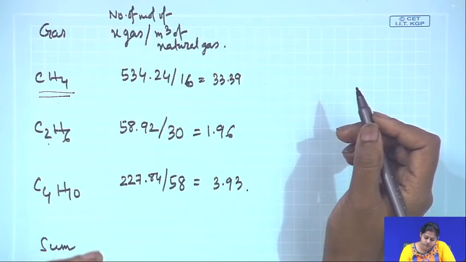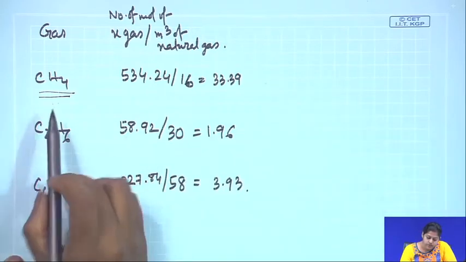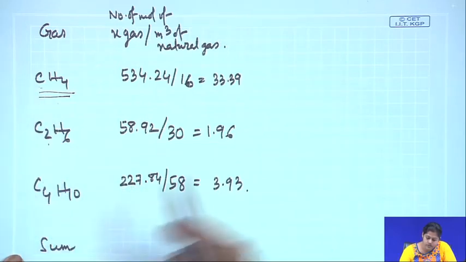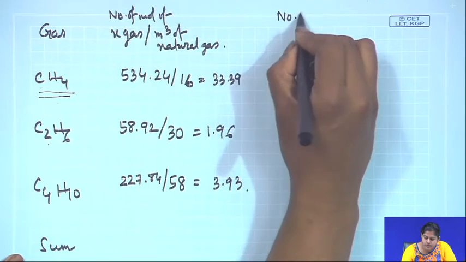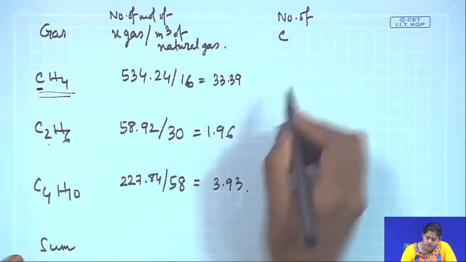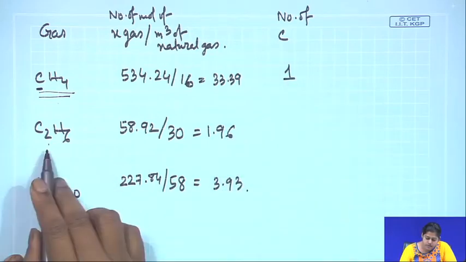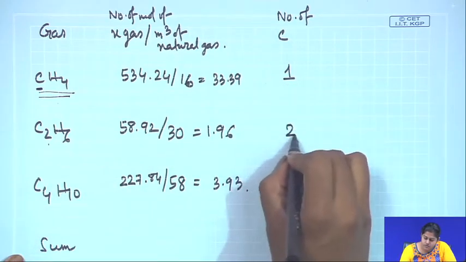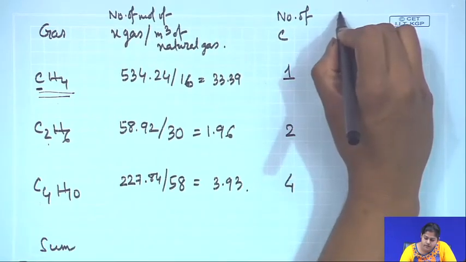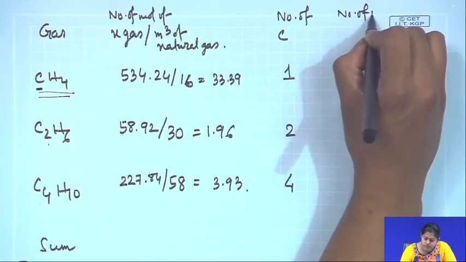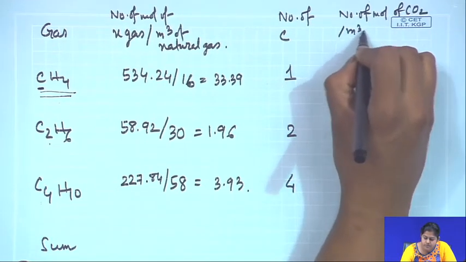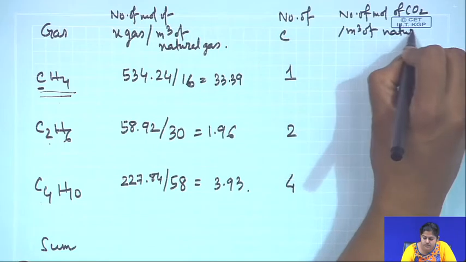Now, in the final answer we need to calculate the amount of CO2 production. So, for getting the CO2 production we need to calculate the amount of carbon which is present in this gas. So, the number of carbon we will consider first. In this case only one carbon is present. So, it is 1. In this case 2 carbons are present. So, 2. In this case 4. Now, we will calculate the number of mole of CO2 gas that will be present per meter cube of natural gas incineration.